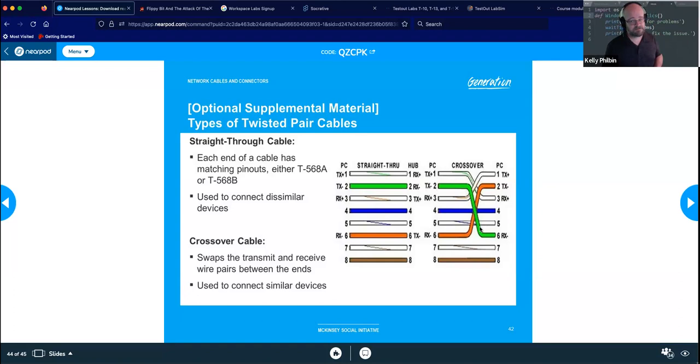So this is a crossover cable. I would have T568A on one side of the cable and T568B on the other side. So I would flip standards. And that allows me to have a direct communication without a switch or a hub between two computers. So if you're traveling on a plane or something like that, and you want to link two laptops together, you can. If you have a crossover cable, just click, click, good to go.